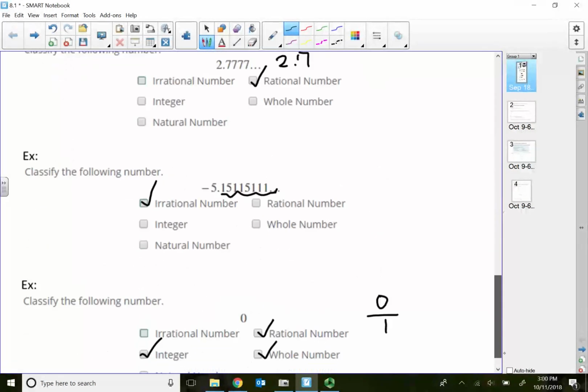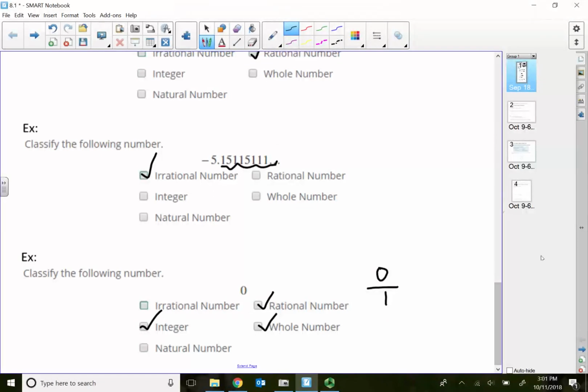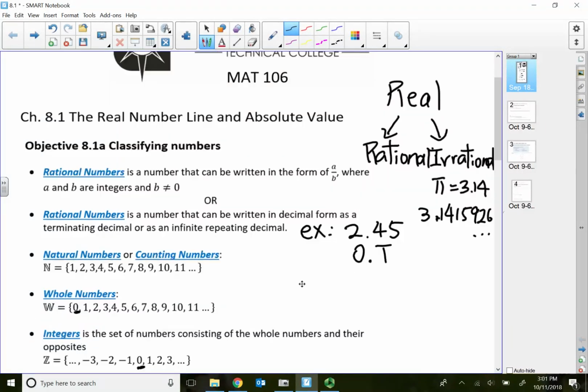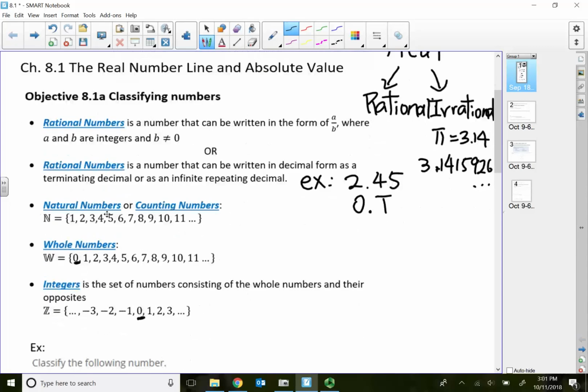All right. So in this video, we quickly talked about the different classifications of real numbers. We have rational numbers, which are fractions, or decimals that end, or decimals that show a repeating pattern. And we also have natural numbers, integers, and whole numbers.